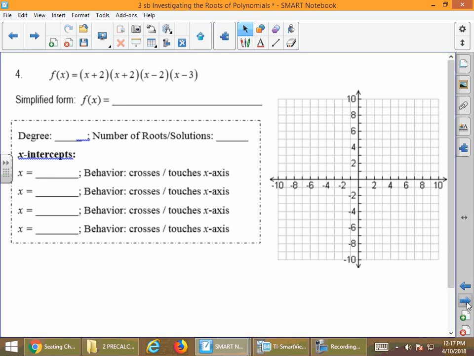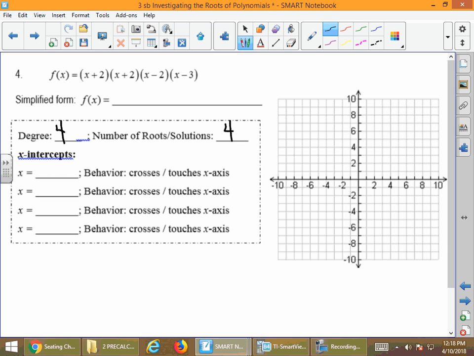But if we take a look at this again, what's the degree of this function? Well, there's an x to the first in this first parentheses. There's an x to the first in the second parentheses. There's an x to the first in the third parentheses. There's an x to the first in the fourth parentheses. That means that our degree here is going to be 4. We've got 4 x to the first. And if our degree is 4, then the number of roots that we have are 4.